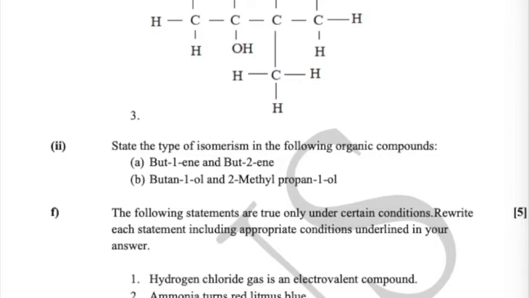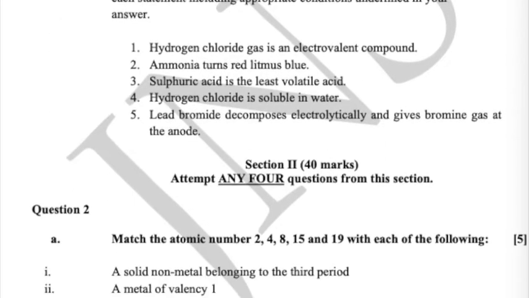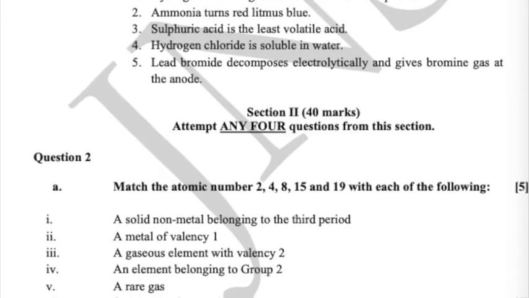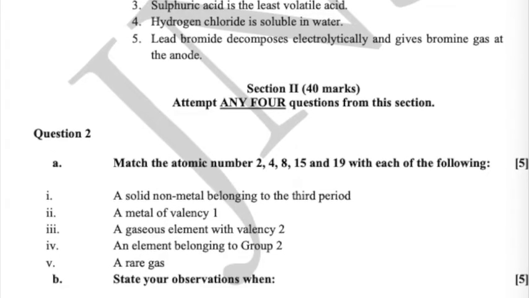Okay, fine. Fifth one, lead bromide decomposes electrolytically and gives bromine gas at the anode. Molten lead bromide. Do we need to mention the temperature as a condition? No, I don't even remember it. What is the temperature? 280 degrees. I thought it was 380. I think 380. Yeah, 380.